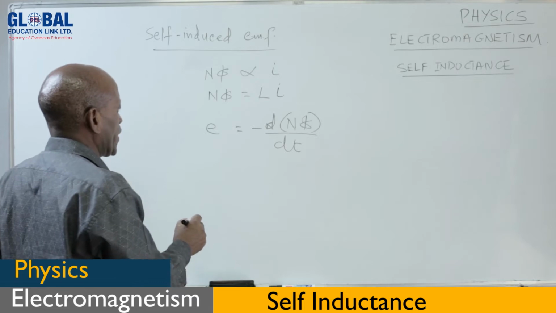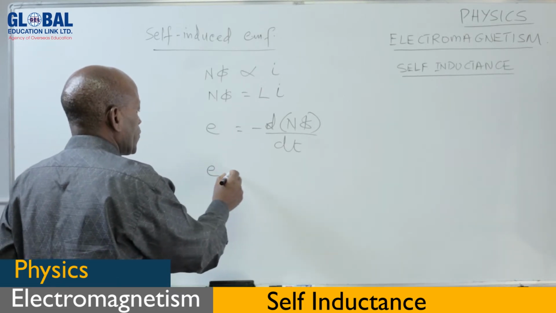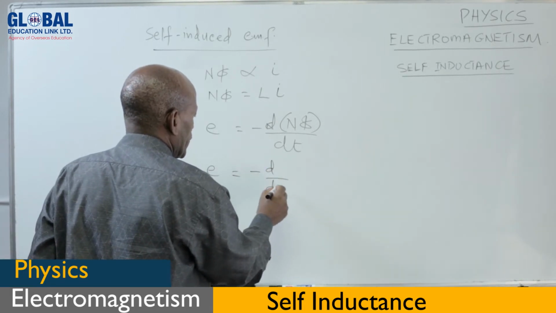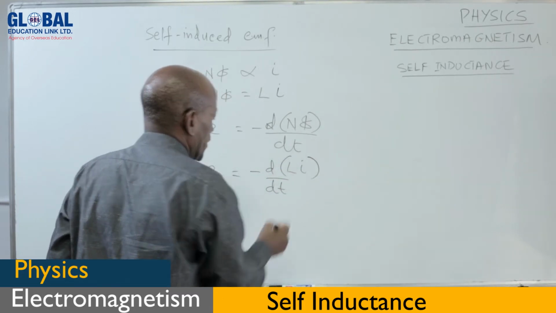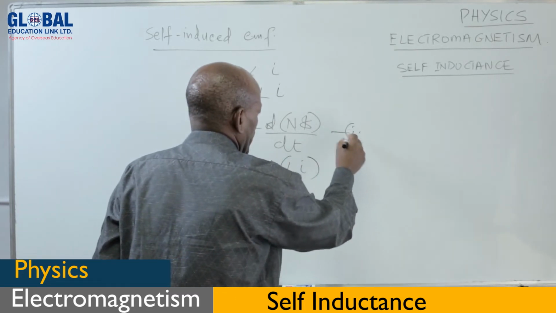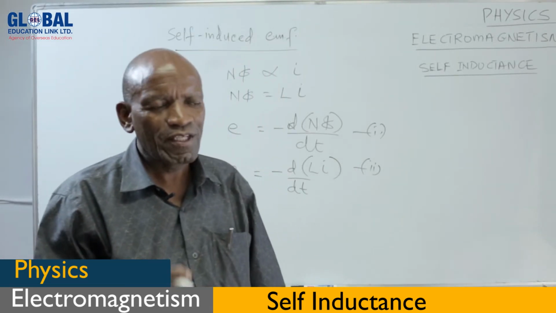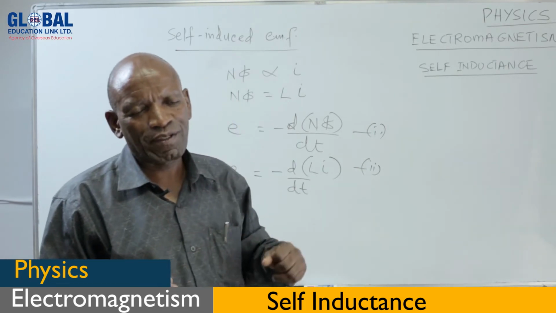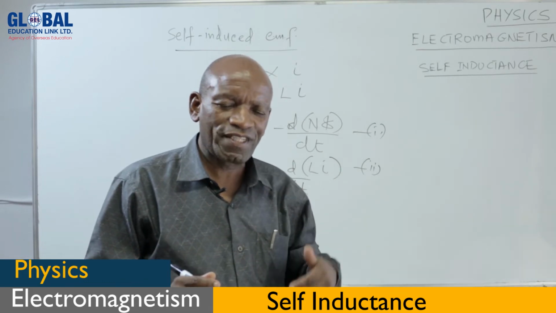So we can also say that the induced EMF E will be equal to the rate of change of L times I. So we have these two expressions. The EMF induced in that inductor, as we have already said previously, opposes the growth of the current in a circuit.